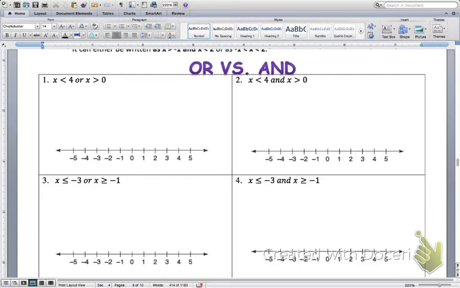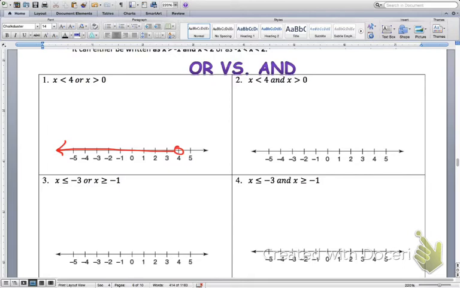So let's look at number 1. We're going to graph this or inequality as usual. Put our circle on the 4, open. Less than means to the left, so we graph everything to the left. Anything to the left of 4 is a solution, so 3, 2, 1, 0, everything is a solution.